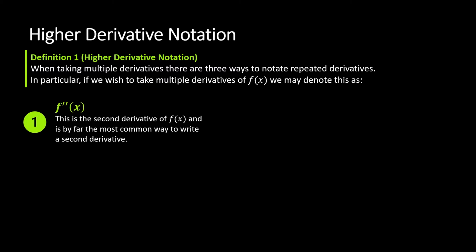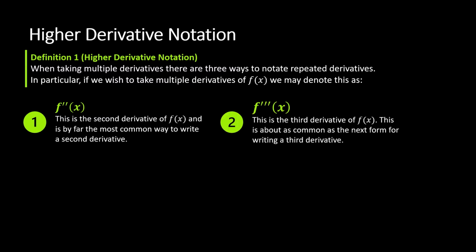So first, we can add an additional tick mark, right? We're used to f prime, or f with one tick, being a first derivative. Here, now we have two tick marks. This would be the second derivative. This is by far the most common way to write a second derivative because it's just another tick mark. It's pretty easy to do.